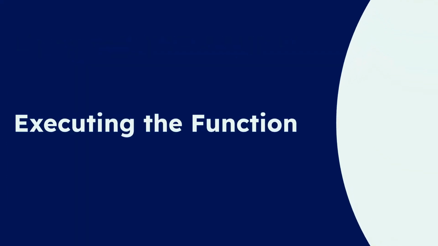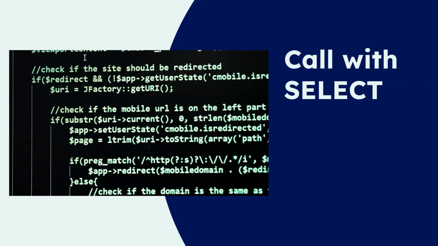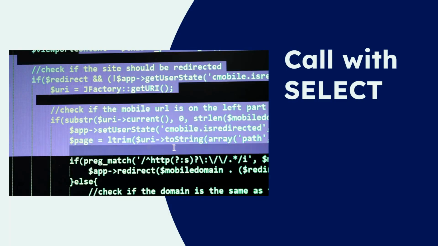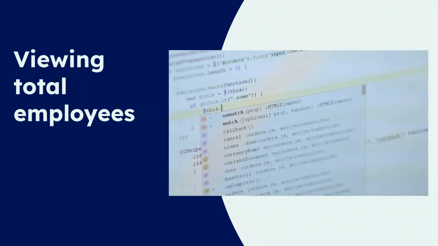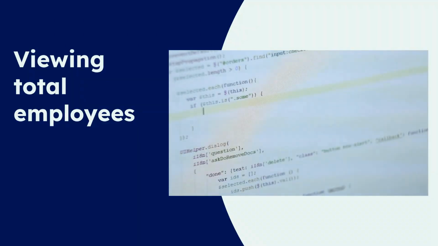Now let's execute this function to see the result. When we run a simple select statement that calls this function, the database executes the stored code. The database returns the total number of employees currently stored in the table as the output of the function.